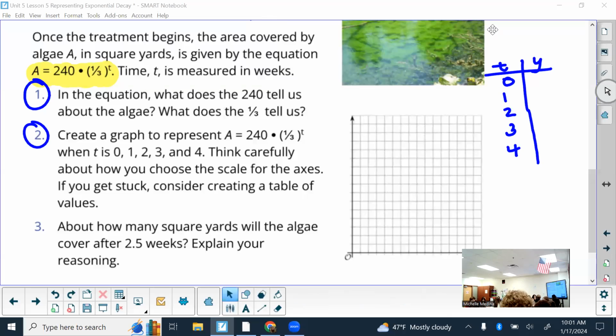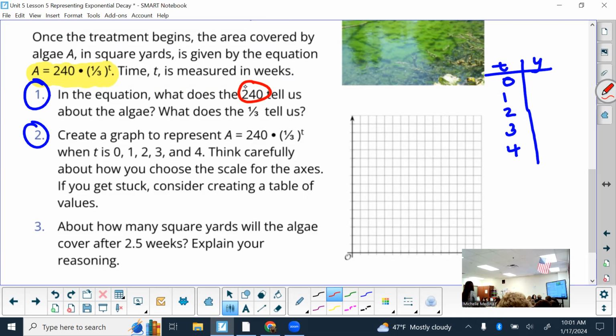Table 5, what does the 240 tell us? When the x is 0, that is true. What about in the real world situation, like 240 what? 240 square yards is what the algae started at.